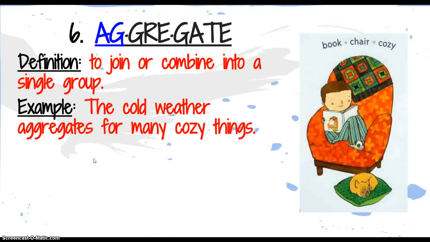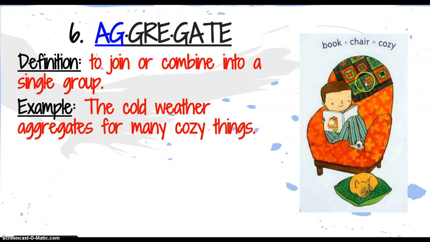The next word is aggregate. You're going to write the word, separate the prefix from the base word, draw a line right after AG. Aggregate. Definition: to join or combine into a single group. To join or combine into a single group. Example: the cold weather aggregates from many cozy things.